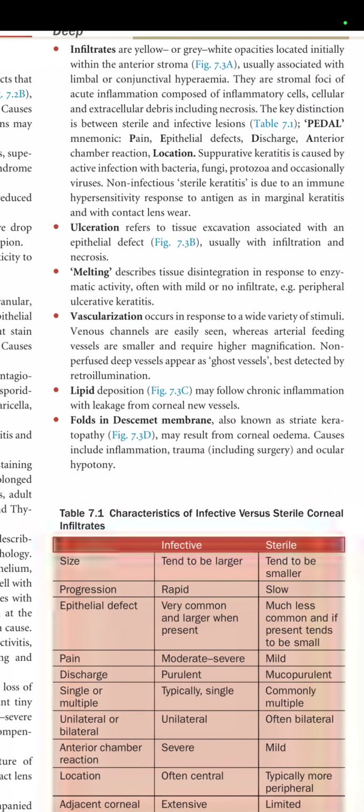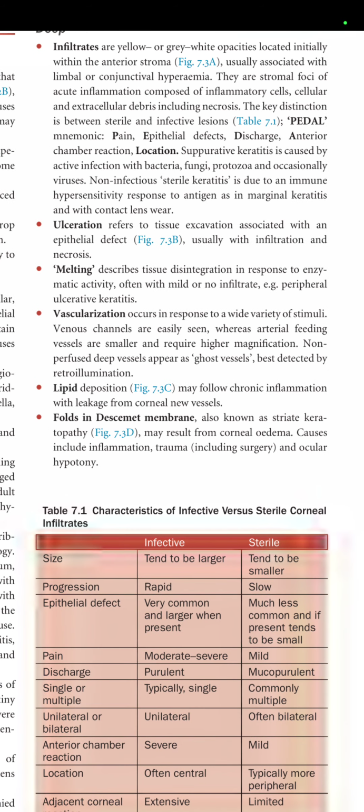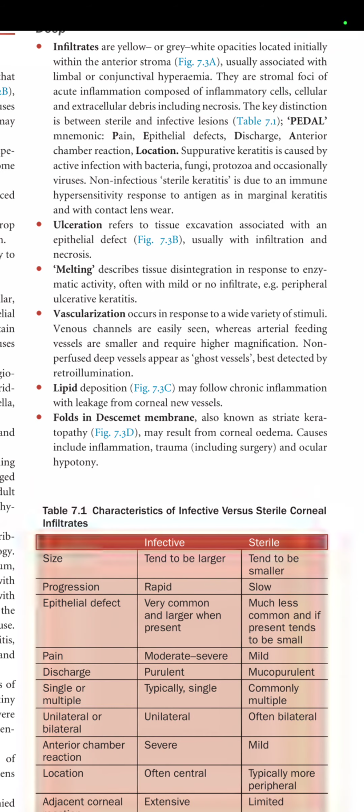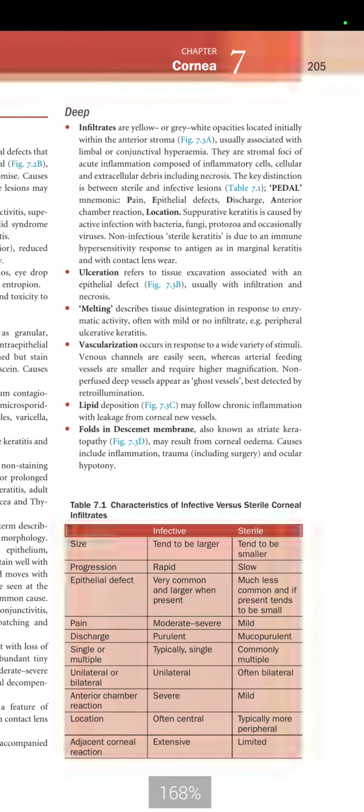Next is fold in the Descemet membrane. It is a very common condition. Any person who is doing training in the eye knows striate keratopathy, which is very common after cataract surgery, and there is a fold in the Descemet membrane which appears like this. It results from corneal edema. Causes include inflammation, trauma, and ocular hypotony.